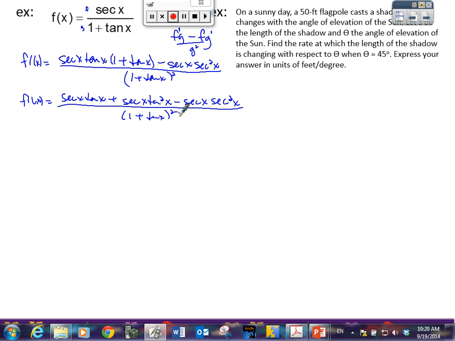I looked at the tangent squared and the secant squared, and I thought, what would happen if I factored out a secant? Would that be something I could use? And the answer is yes.